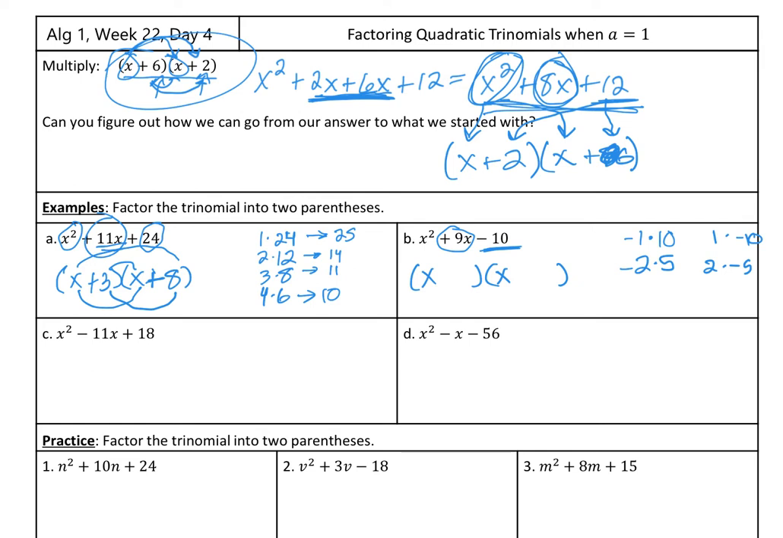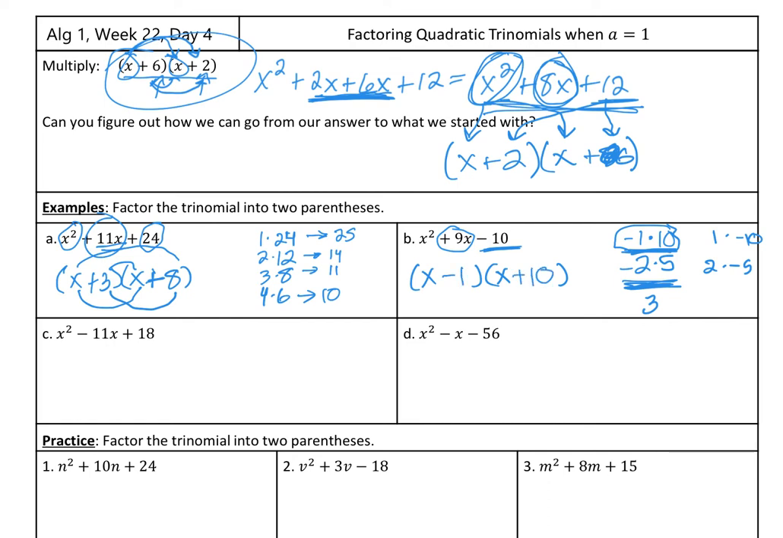So let's look at this one, for instance. Negative 2 plus 5 would give us 3. That's not what we want. But negative 1 plus 10 gives us a positive 9. So this is the pair we want. The 1 is negative and the 10 is positive. So I'm going to put x minus 1 and x plus 10.